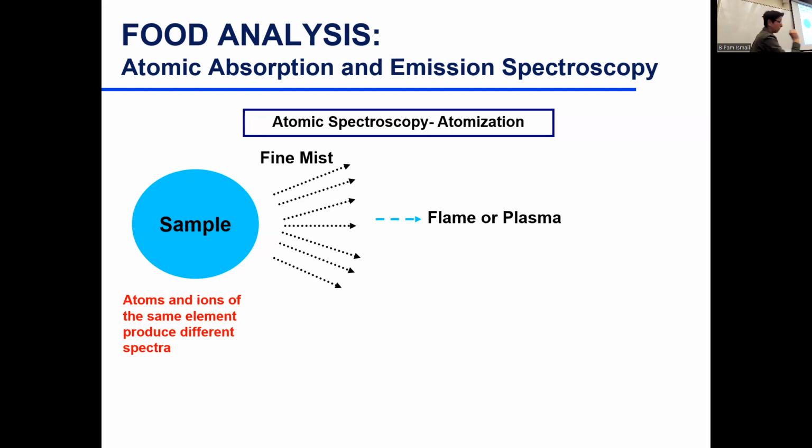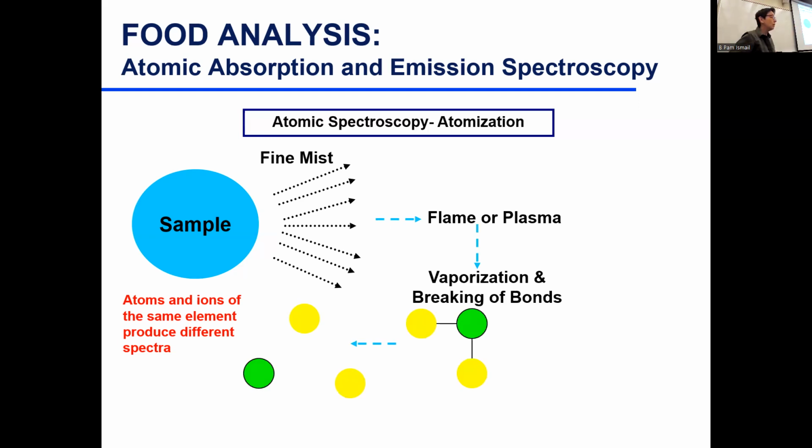Once it goes into the flame or the plasma, your solvent evaporates. And not only the carrier solvent evaporates, your elements in molecules, the bonds are broken. So if you have sodium chloride, ferric chloride, the bonds are broken, and then you have your individual elements in an atom format that is in a gaseous state.